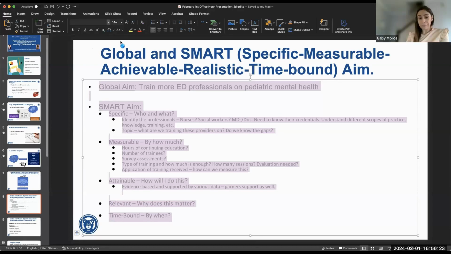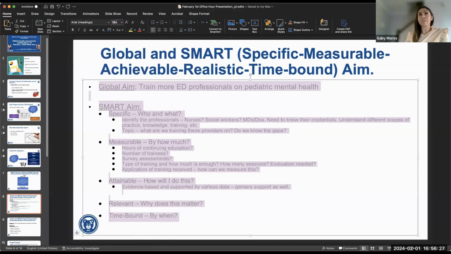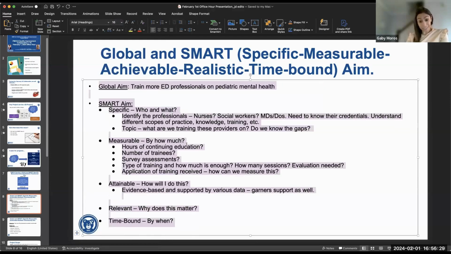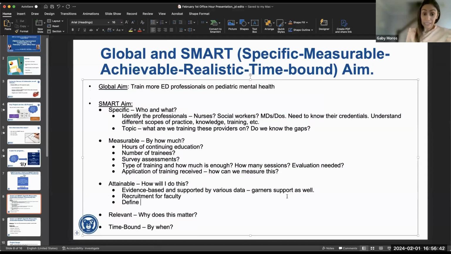I think budgeting is a big part. So recurring recruitment for faculty, we will have to see if that's attainable. How many sessions we want to do, and how many faculty sessions, how many hours for that as well.